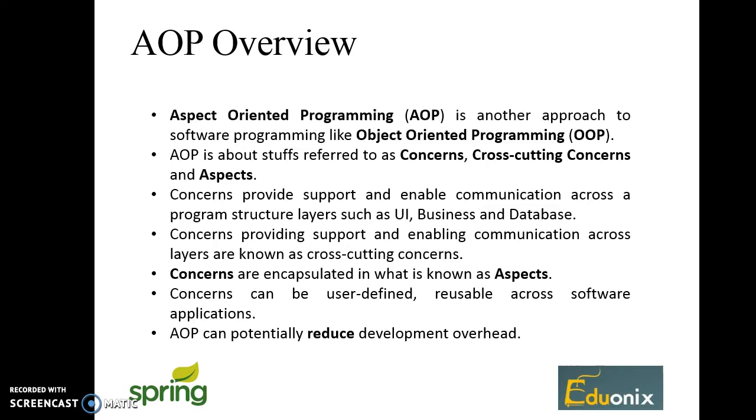In object-oriented programming, we have objects at the center of everything. We concentrate on that. Similarly, in case of AOP, the aspects are at the center of everything. We must understand that we should have aspects specific to different areas where we concentrate. So AOP is about stuff which is called concerns, cross-cutting concerns, different aspects. And these concerns basically cut all the layers of the application. These concerns can be user-defined, reusable across different applications, and can be used in different parts of the application. So in a similar way as you do object-oriented programming, we do aspect-oriented programming, where aspects are at the center of everything.